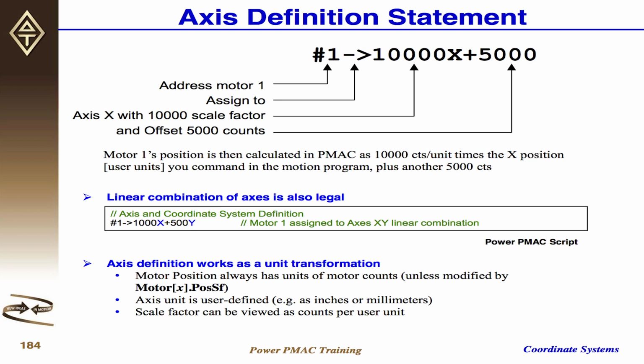If you want, you can have a scale factor. You don't have to. If you want, you can have the offset. You don't have to. Many times you'll have a scale factor, but you won't necessarily have an offset. However, there are times when you want the offset there too.